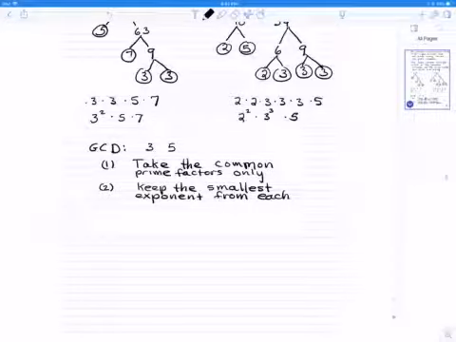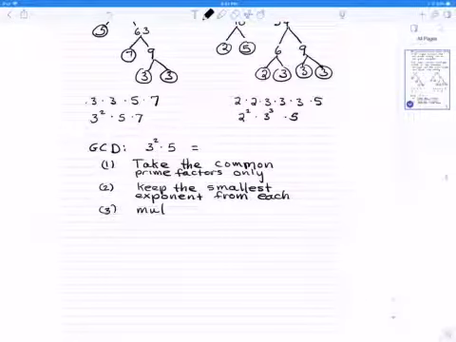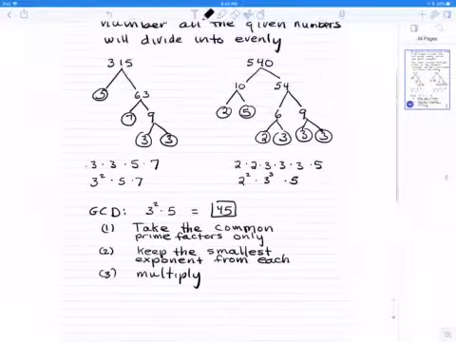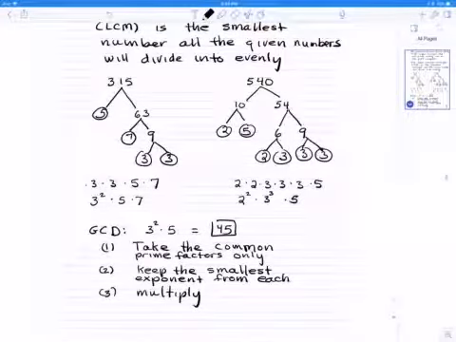So if I look at the 3's, compare their exponents, the smaller of the two exponents would be a 2. Well, the 5's both have the same exponent. So then if I take that third step, I'll multiply. So 3 squared, that's 9 times 5 is 45. So 45 is the largest number that will divide evenly into 315 and 540.